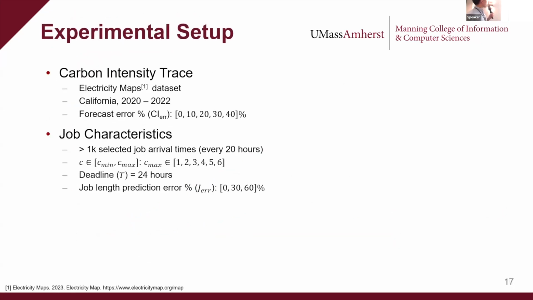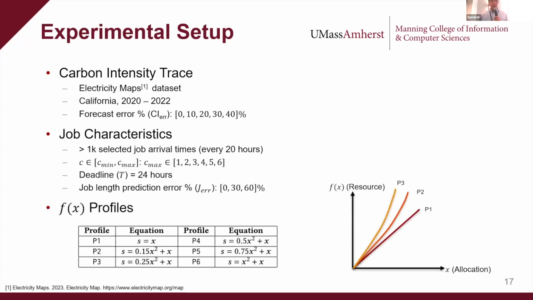It uses carbon intensity traces from Electricity Maps from 2020 to 2022. The carbon intensity forecasting error ranges from 0 to 40%. And then for job characteristics, the upper bound of job length can be from 1 to 6 with a deadline of 24 hours, and it also assumes there could be a job length prediction error from 0 to 60%. And finally, it considers different resource scaling profiles of f of x. As we proceed from P1 to P6, for doing the same amount of job, we need more resources and need to consume more energy as we change the resource profile.